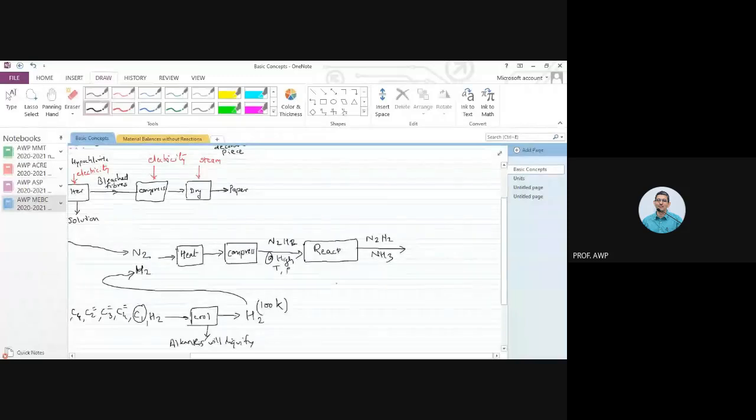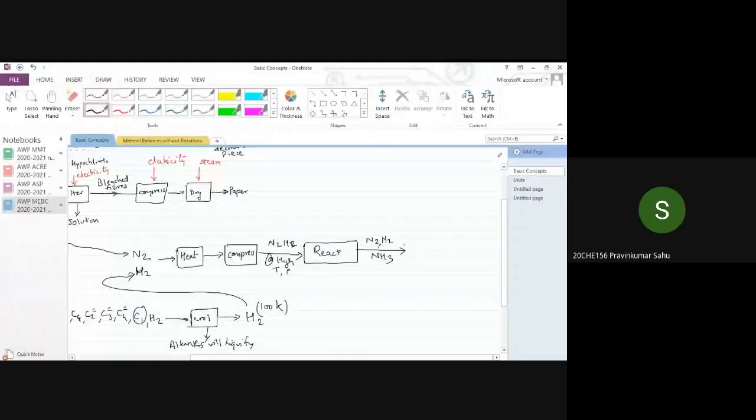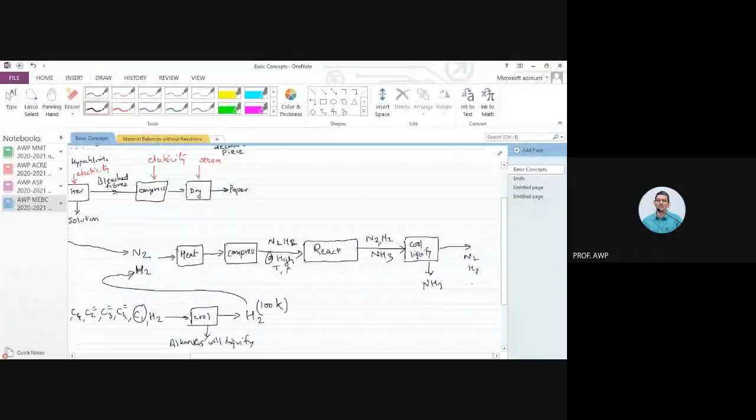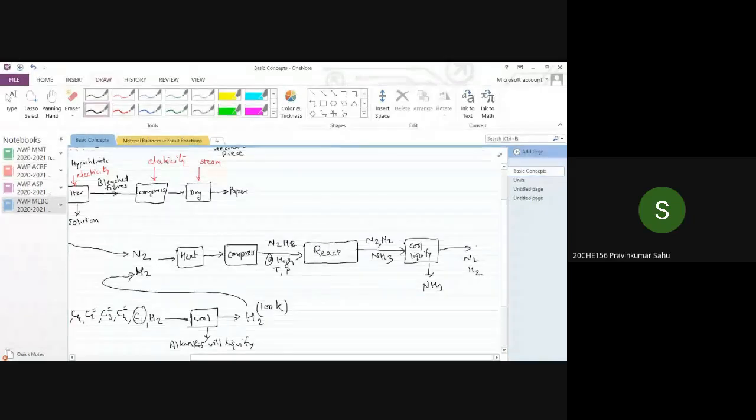Now how do I separate the nitrogen, hydrogen and ammonia? By cooling, ammonia will liquefy. So I will cool, we will liquefy, then we will take out the ammonia. What happens to nitrogen and hydrogen? They are sent back to the process, to the reactor.